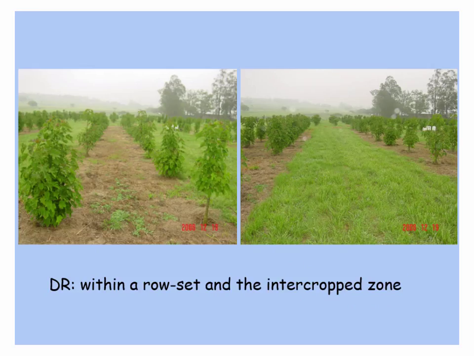Just another picture to show you what the double row looks like. This is what it looks like in the intercropping zone.